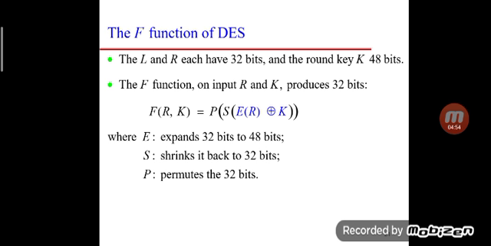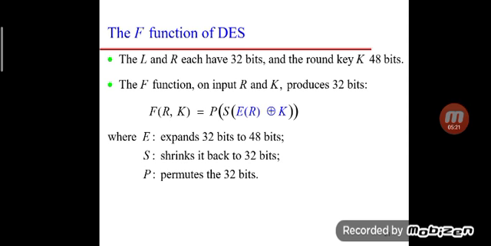In this function, E stands for expansion of 32 bits to 48 bits. By using the expansion function we expand the bits from 32 to 48. Then S is the S-boxes, which break it down to 32 bits, and P is the permutation of the 32 bits.